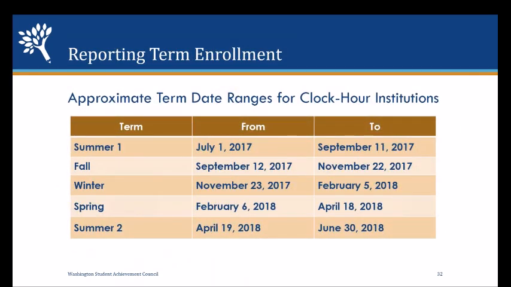The approximate term date ranges for clock hour institutions. Again, this is approximation. Summer 1 is from July 1 to September 11th of 2017. Fall is September 12th to November 22nd of 2017. Winter is November 23rd, 2017 to February 5th, 2018. Spring, February 6th to April 18th, 2018. Summer 2 would be April 19th to June 30th, 2018.